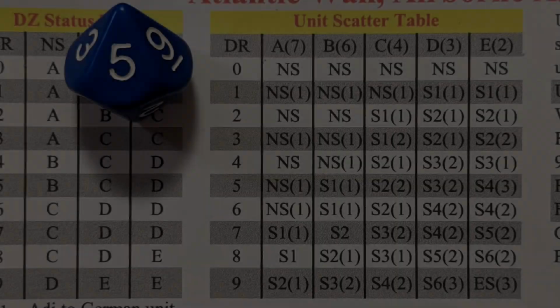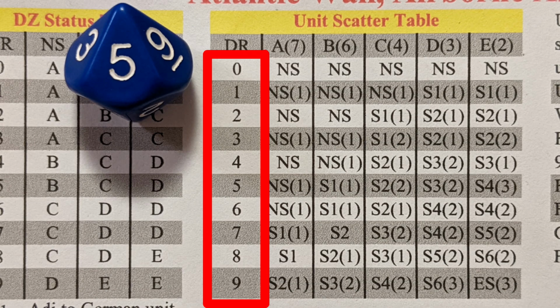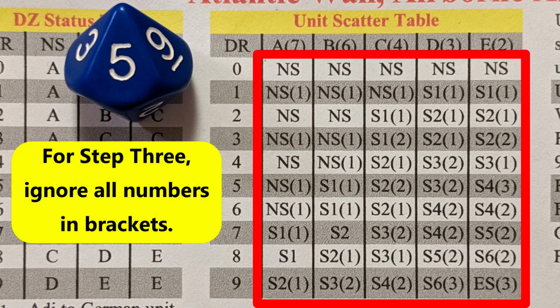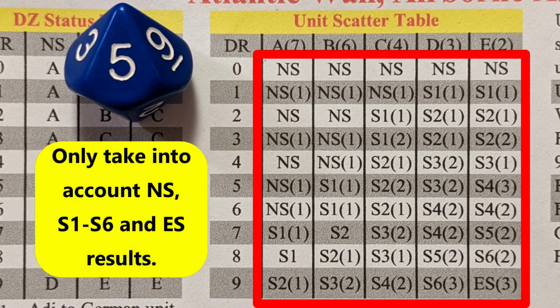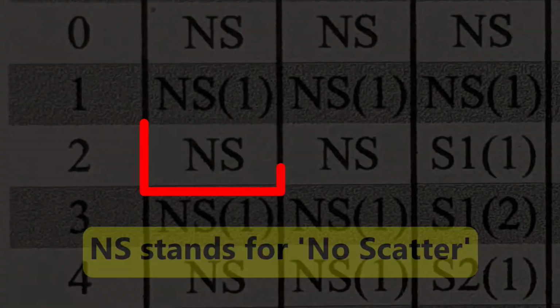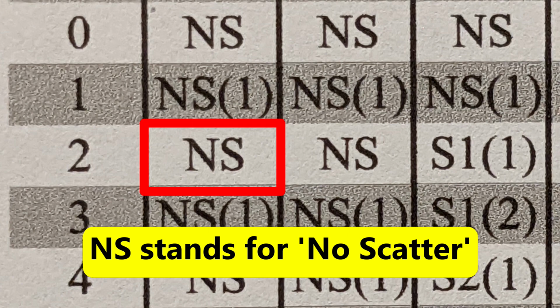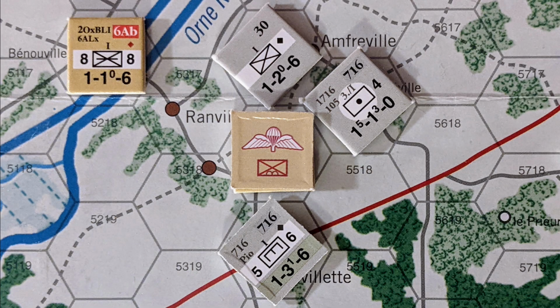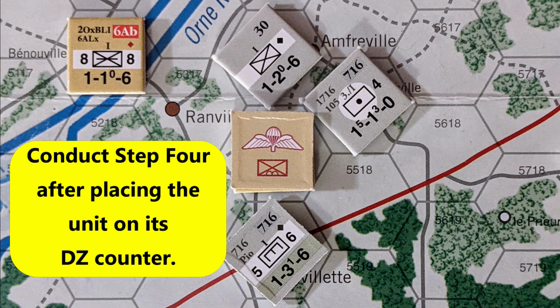Okay, now cross-reference the modified die roll with the column corresponding to the drop zone status letter determined in segment 1. For this step, ignore all numbers in brackets. The only results we're interested in now are NS, S1 to S6, or ES. For a result of NS, or no scatter, place the fog of war unit in the same hex as its drop zone counter, and then conduct step 4 of the airborne drop procedure.